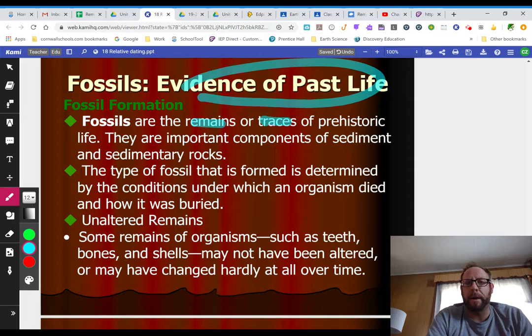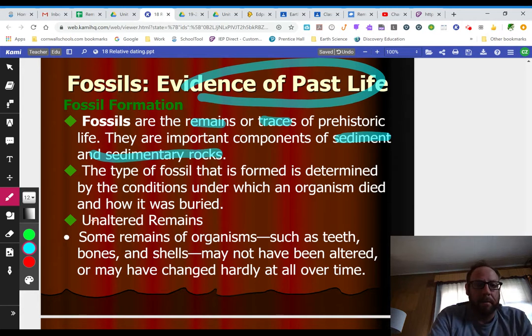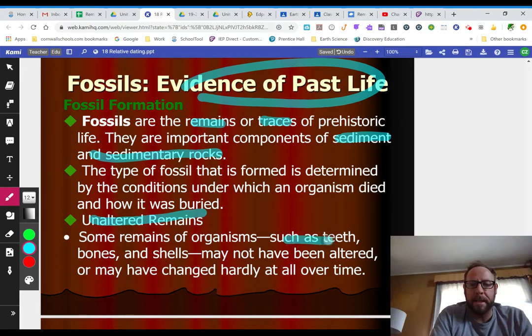Depending on what kind of organism it was, fossils only happen in sedimentary rocks, because in igneous or metamorphic rocks they would be destroyed during formation. Okay, so only in sedimentary rocks. The type of fossil that forms is determined by the conditions in which the organism died and how it was buried. So we have unaltered remains: teeth will stay forever, bones can stay, shells can stay. These are the hard parts. They're unaltered, and they really haven't changed over time.